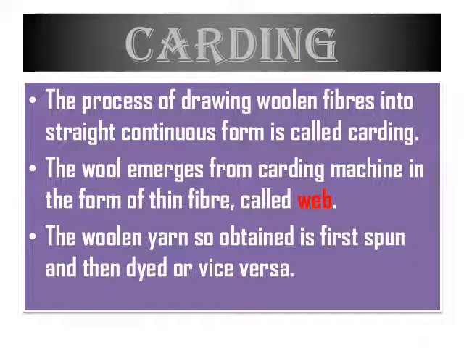After scouring, these woolen fibers are dried and then disentangled. They are disentangled by the process of carding. The process of drawing woolen fiber into straight continuous form is called carding. In this process, the woolen fiber passes through a carding machine, and the wool which emerges from the carding machine is in the form of a web. The woolen yarn so obtained is first spun and then dyed, or it can be vice versa.